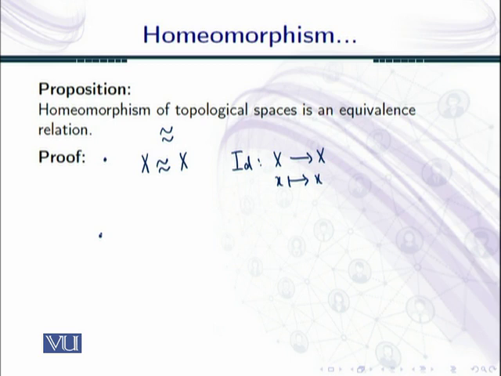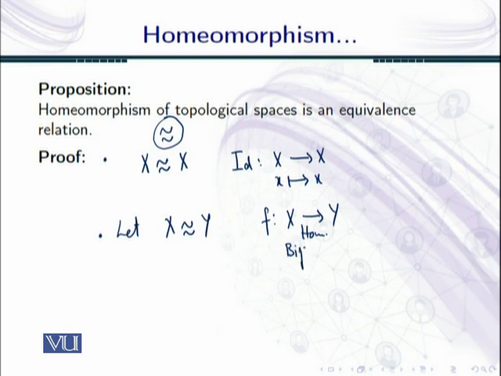Number two, this relation should be symmetric. What it means? Let X be homomorphic to Y. Now I have to show that this happens if and only if Y is homomorphic to X. What it means is that there exists some map f from X to Y that is a homomorphism. So what does homomorphism mean? Homomorphism means bijective plus bicontinuous. Bicontinuous means that f is continuous and f inverse is also continuous. So I have the map f inverse from Y to X.